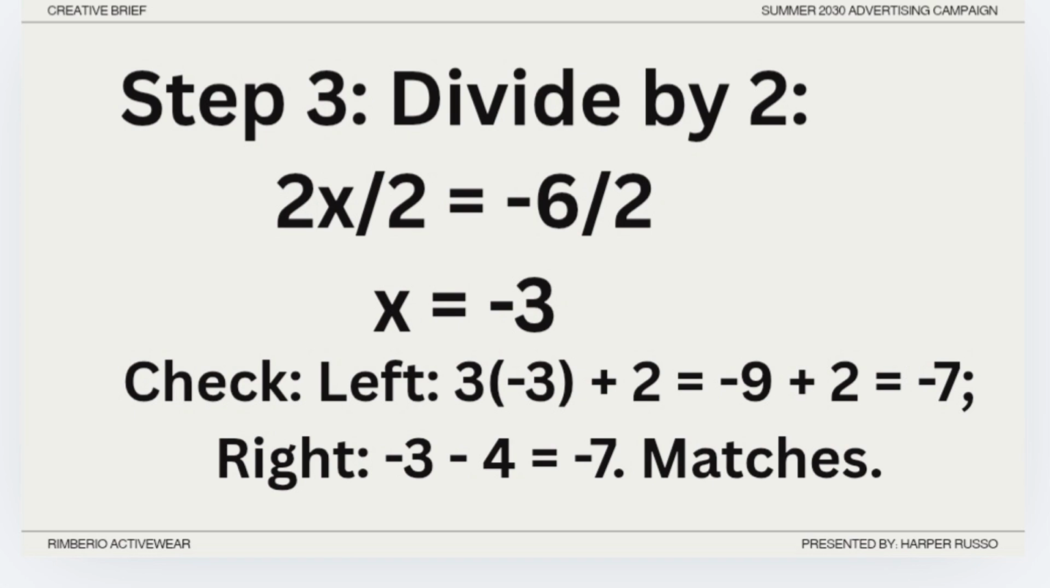Then the last step, check the result. Substitute -3 in place of x. So 3 times -3 + 2 = -9 + 2. Then finally -7. So the answer is correct. -3 - 4 = -7, which matches.